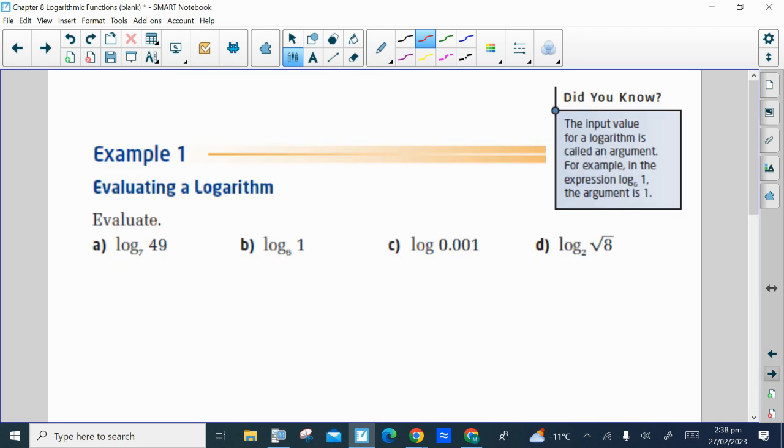So this question asks us to evaluate these logarithms. Now, notice that the first two and the last one, the bases are not 10. So you cannot directly use the calculator to do it. But here's what we can do.